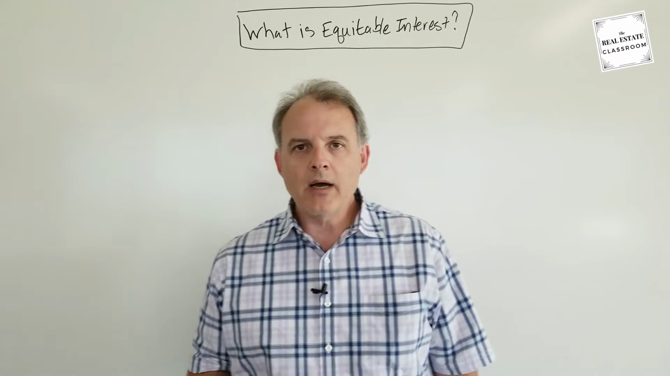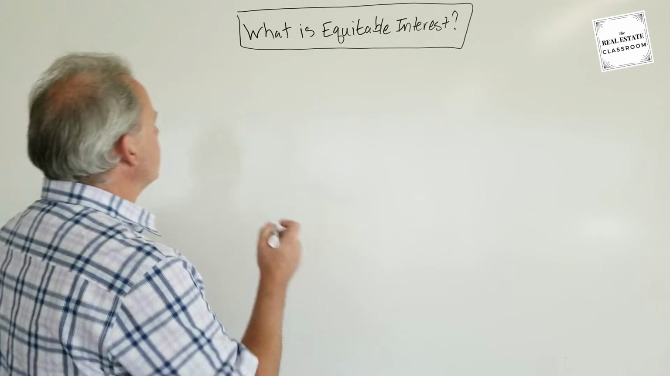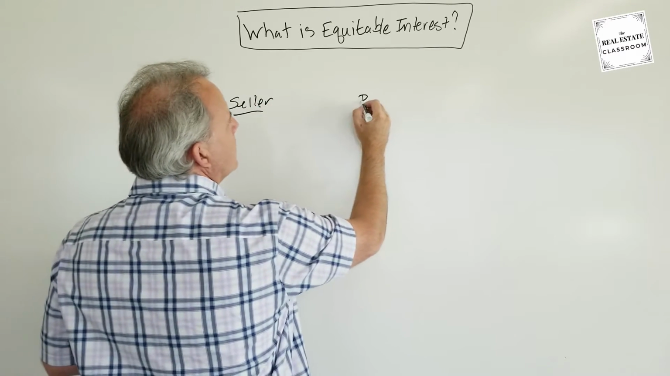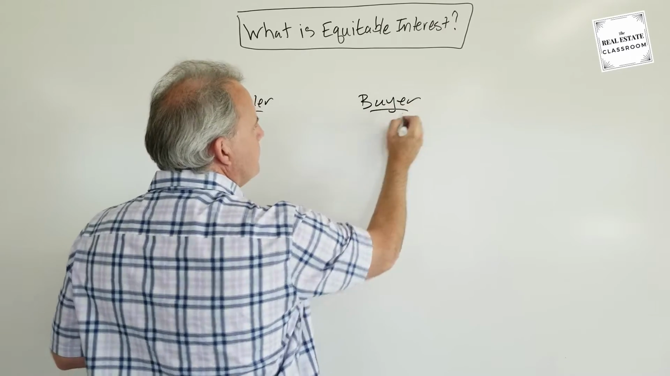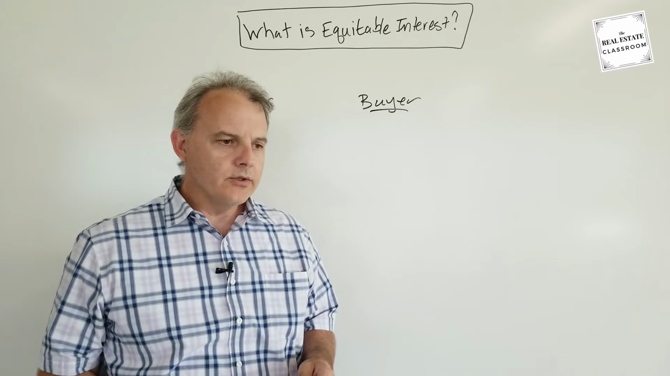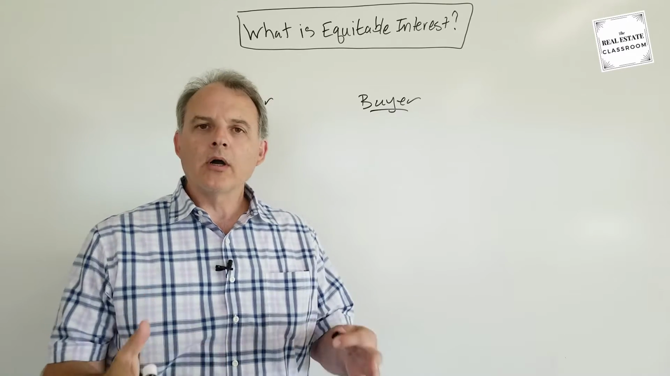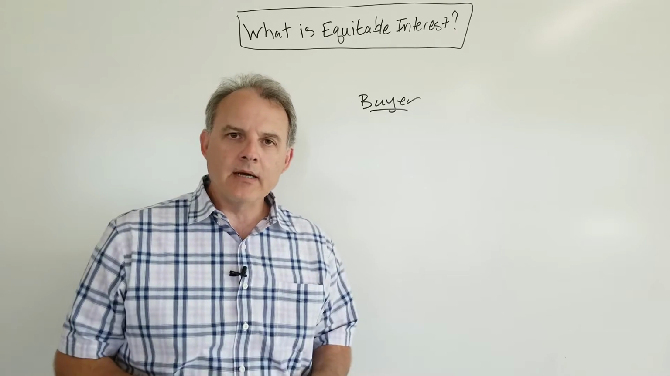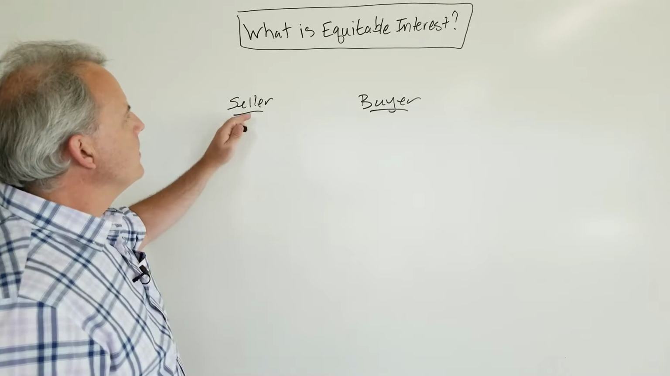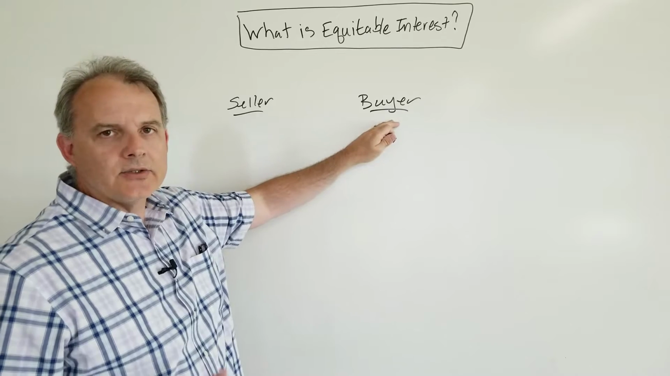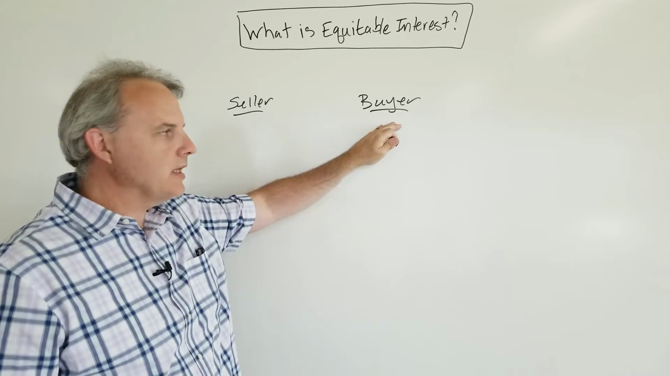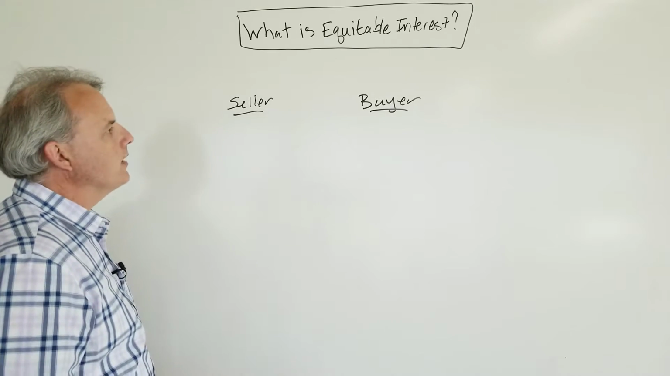So let's map out what I'm talking about here. In a typical transaction, we have the seller and the buyer. Now, as I discussed in a previous video titled the parties to a contract, and I'll leave a link down below in the video description, the parties to a real estate contract are going to change depending on where they're at in the process. So let me give you an example here.